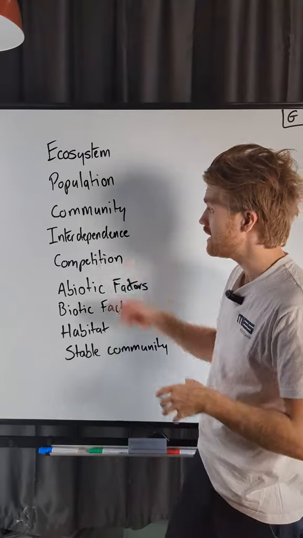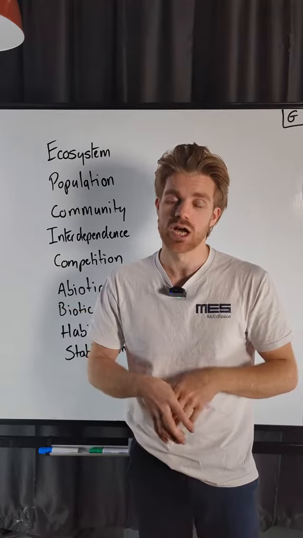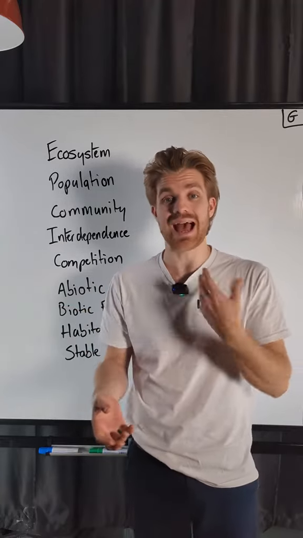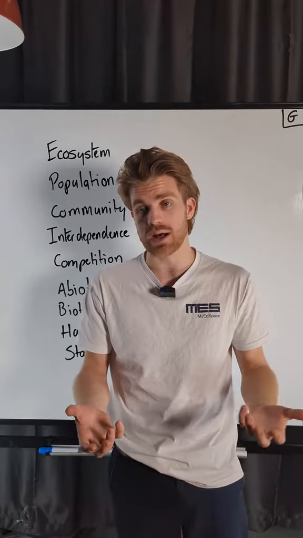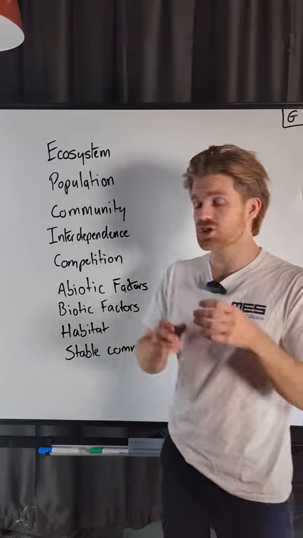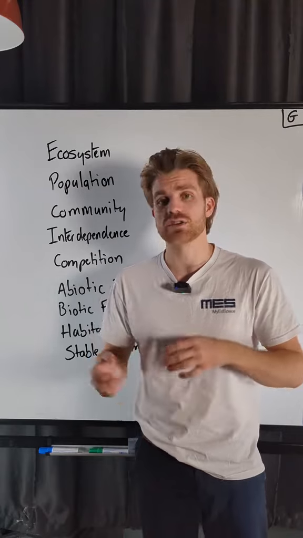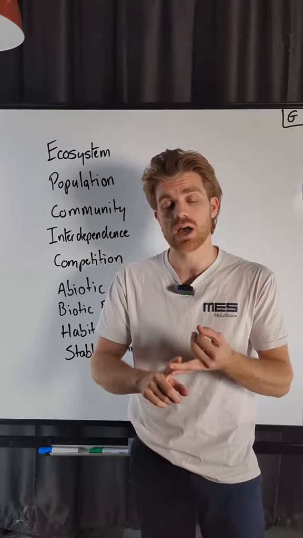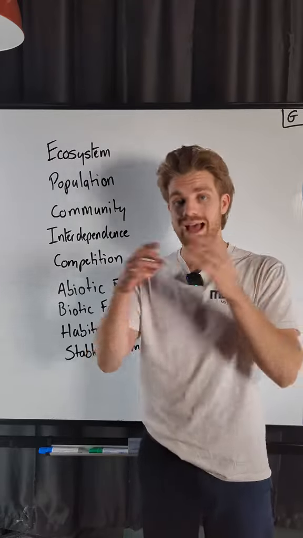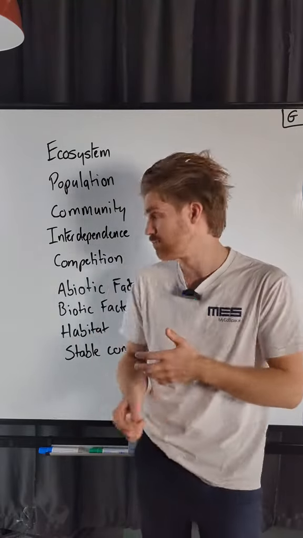The community is the interaction between the different species within that area. So that might be the plant species and the animal species, but it may also be the predator and the prey species as well. Now, interdependence describes how those different species rely on each other for certain things. So, for example, the animals might rely on the plant species for food or for shelter, but the plant species will rely on the animal species for seed dispersal and maybe pollination as well.